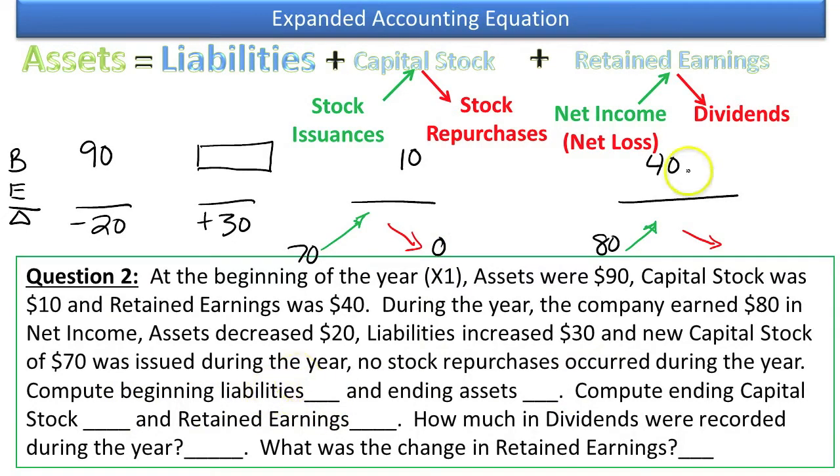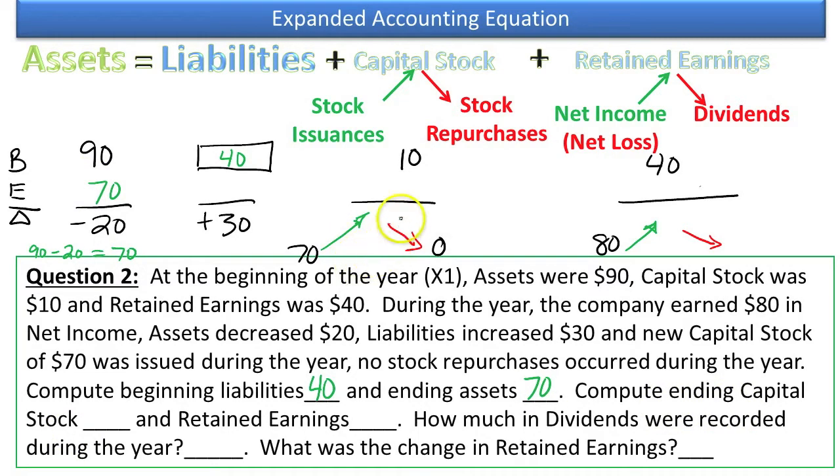Compute beginning liabilities. Well, that's actually one of our easier ones because we already have enough information to solve for the unknown. If the company has $90 in assets and $50 of that are claimed by the owners, then that must mean that $40 are claimed by the lenders and creditors. So the beginning liabilities are 40. Ending assets. If we know that our beginning is 90 and then it decreased by 20, then the ending must be 70.